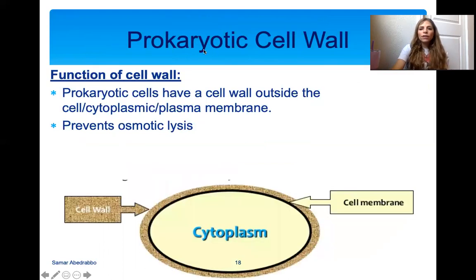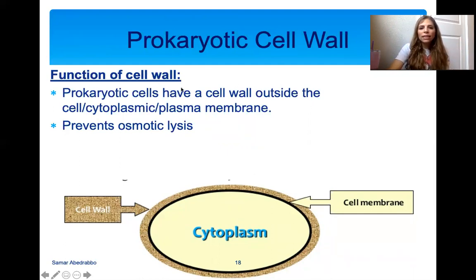So now we're going to move on to the prokaryotic cell wall. So if I were drawing a cell on the board in class, we have the cell membrane, or the plasma membrane, that we just talked about. Some prokaryotic cells also have a cell wall. A cell wall is outside the cell membrane. So when you think about it, it's probably for more protection, and that's exactly the function of prokaryotic cell walls.